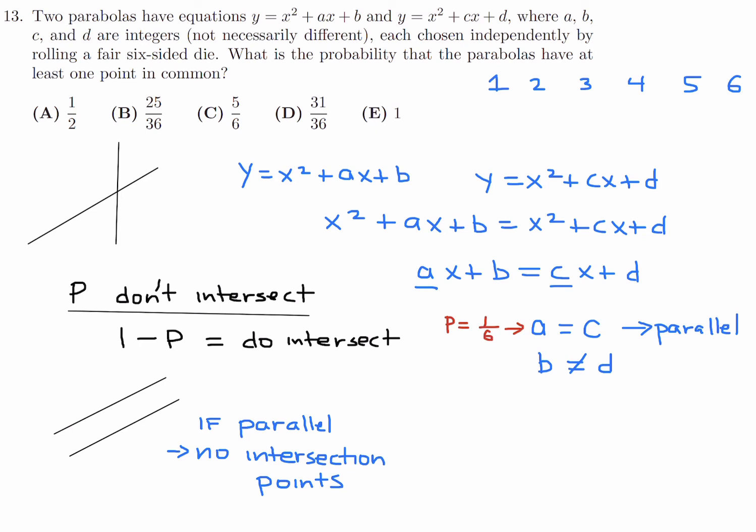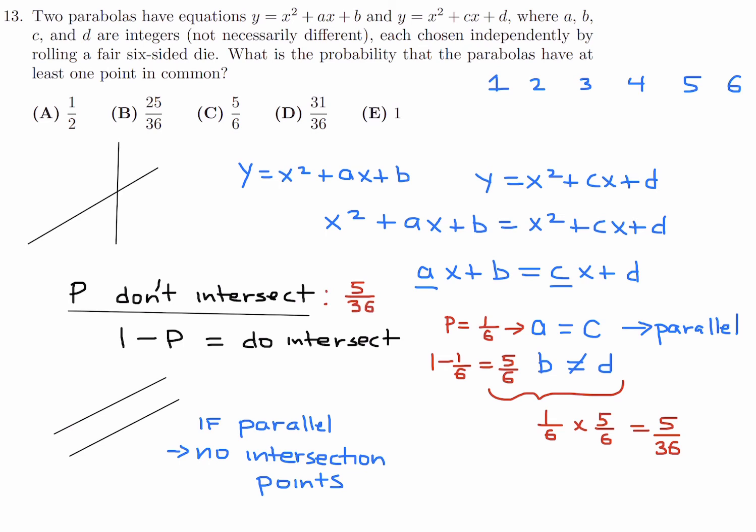Now the probability that B does not equal D. Well, the probability that B does equal D is 1 over 6 by the same logic I did up here. So the probability that B does not equal D is 1 minus 1/6, which is 5 over 6. So the probability of both of these things happening is 1/6 times 5 over 6, which is 5 over 36. So that is the probability that these lines do not intersect, 5 over 36.